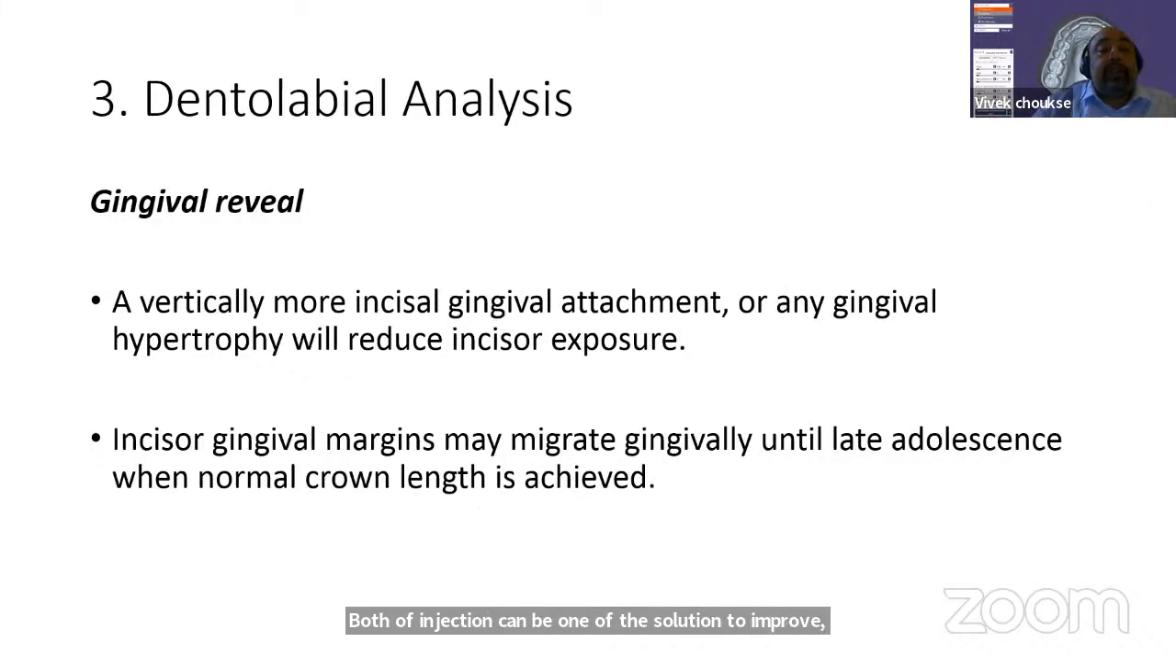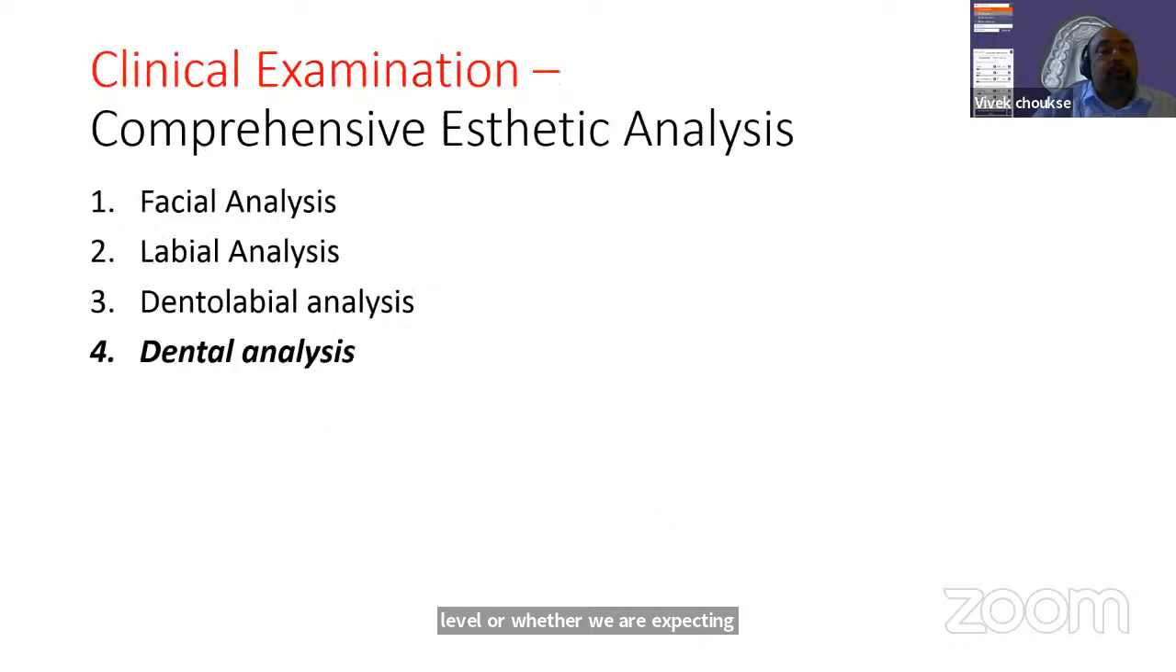As far as gingival reveal is concerned, a vertically more incisal gingival attachment or any gingival hypertrophy will reduce the incisor exposure. So we have to see what should be the height of the incisor, what should be the width of the incisor, and accordingly we should see whether the gingival attachment is at the normal level or whether we are expecting a gingival hypertrophy and how to improve that.